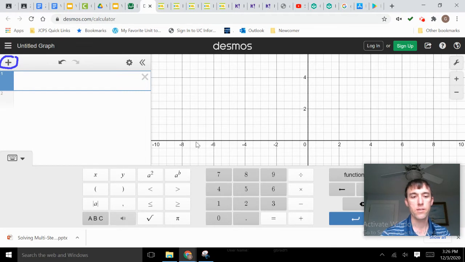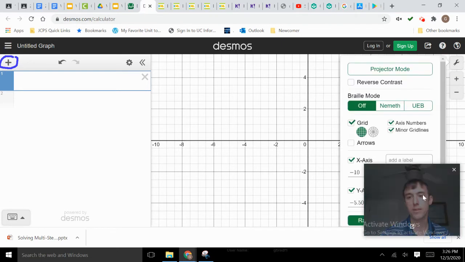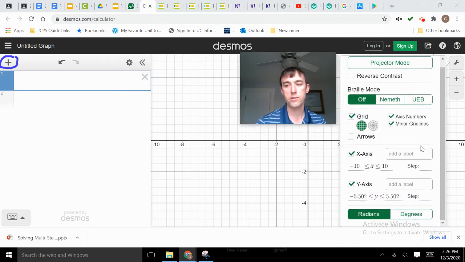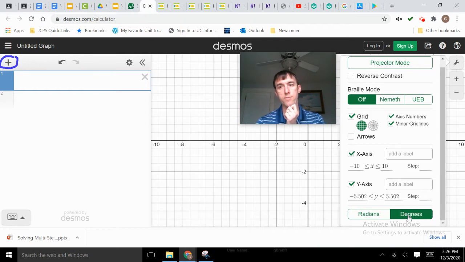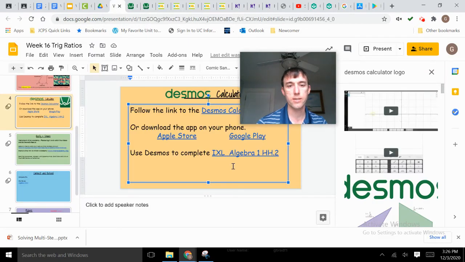Before we do anything, I'm going to need you to go up to the top where the settings are, and fix the graph settings. An important setting you must switch is down here. It will have radians highlighted. You need to switch it to degrees. If you do not switch it to degrees, your answer will be wrong. So you want to switch the settings to degrees. Now I'm ready to answer my questions and use my calculator.